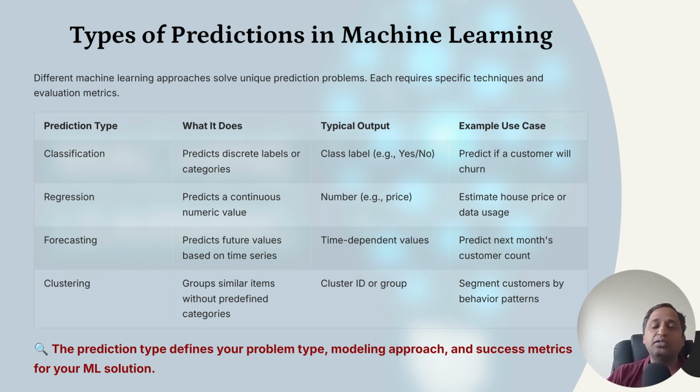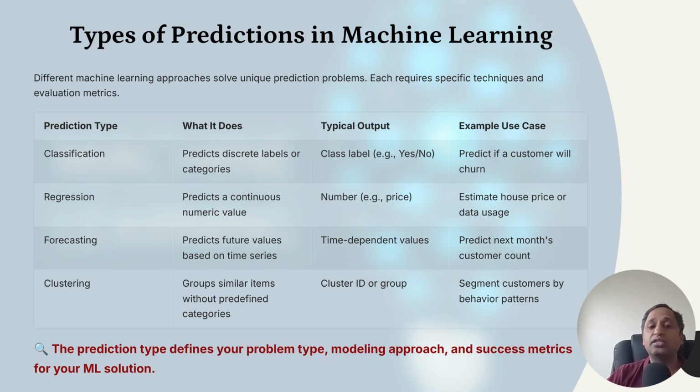So let's start with classification. This is one type of prediction that assigns inputs to predefined categories or labels, like yes or no. A common example is whether a customer will churn or not. It's a great problem where we want a clear decision between options.